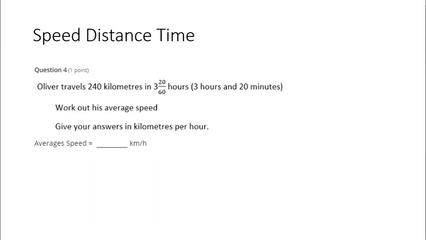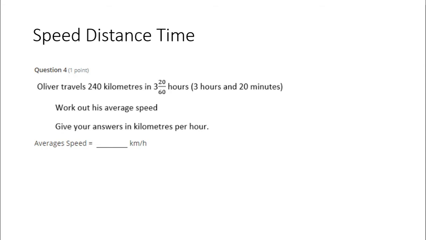Oliver travels 240 kilometers in 3 20/60 of an hour. So I went easy on you with that one. I told you that 3 hours and 20 minutes could be written as 3 20/60 of an hour. Hopefully that conversion makes sense. Work out the average speed, giving your answer in kilometers per hour.